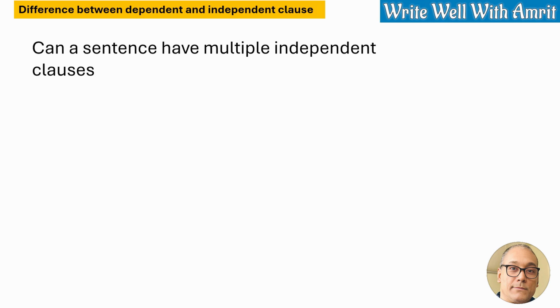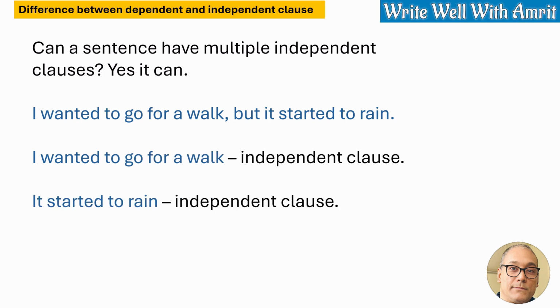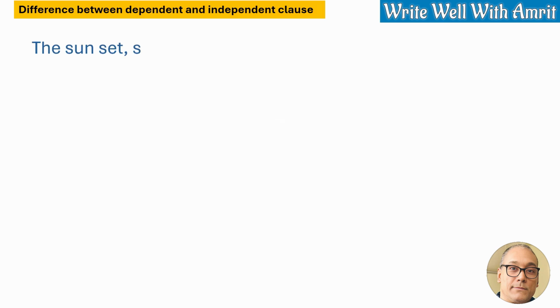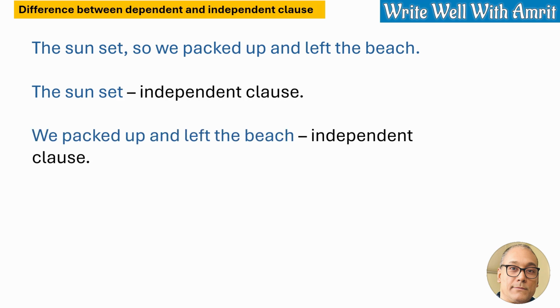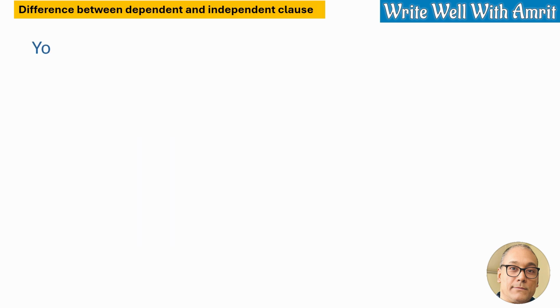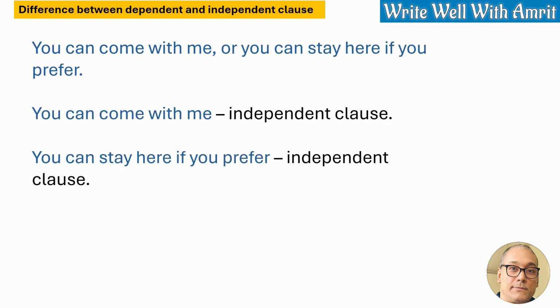Can a sentence have multiple independent clauses? Yes, it can. I wanted to go for a walk, but it started to rain. I wanted to go for a walk is an independent clause. It started to rain is an independent clause. The sun set, so we packed up and left the beach. The sun set is an independent clause. We packed up and left the beach is an independent clause. You can come with me or you can stay here if you prefer. You can come with me is an independent clause. You can stay here if you prefer is an independent clause.